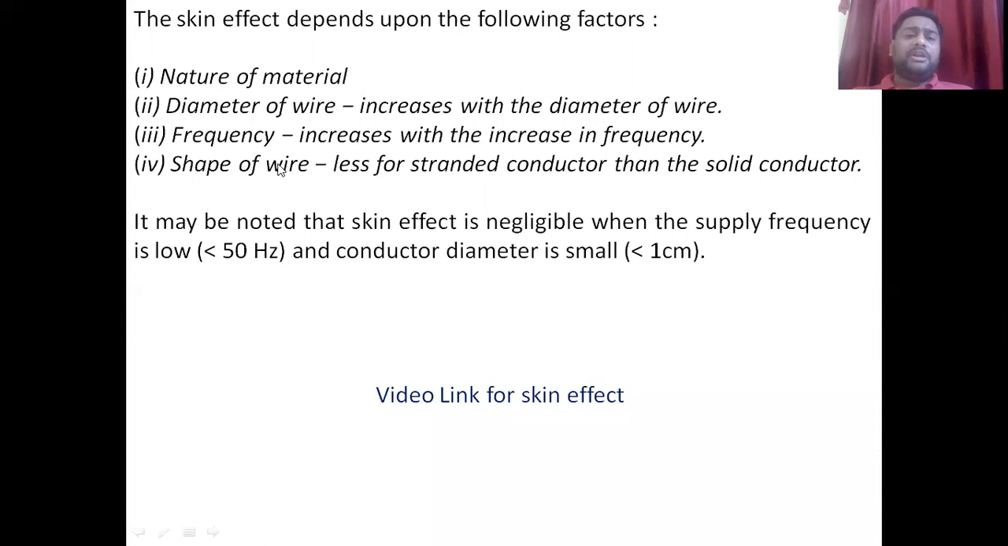Similarly, the diameter of the wire: the skin effect increases as the diameter of the wire increases. In a small conductor, the current flows through the effective area, but in a large conductor, the current flows through the outer surface. That means the skin effect is more in a larger diameter wire as compared with a smaller diameter wire.